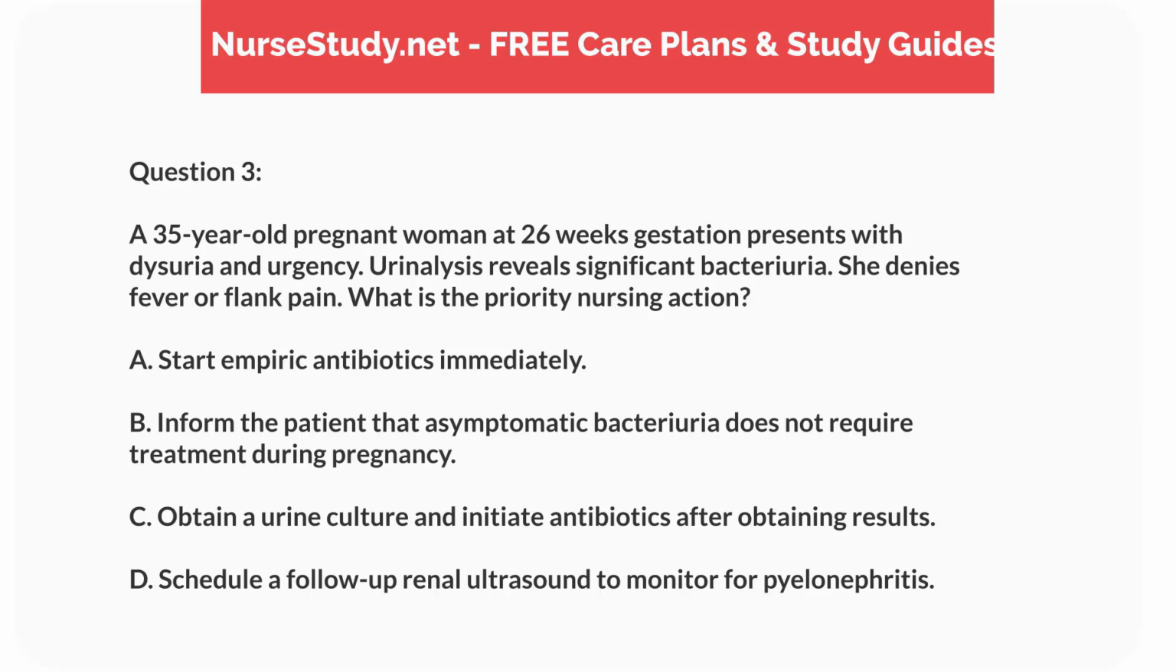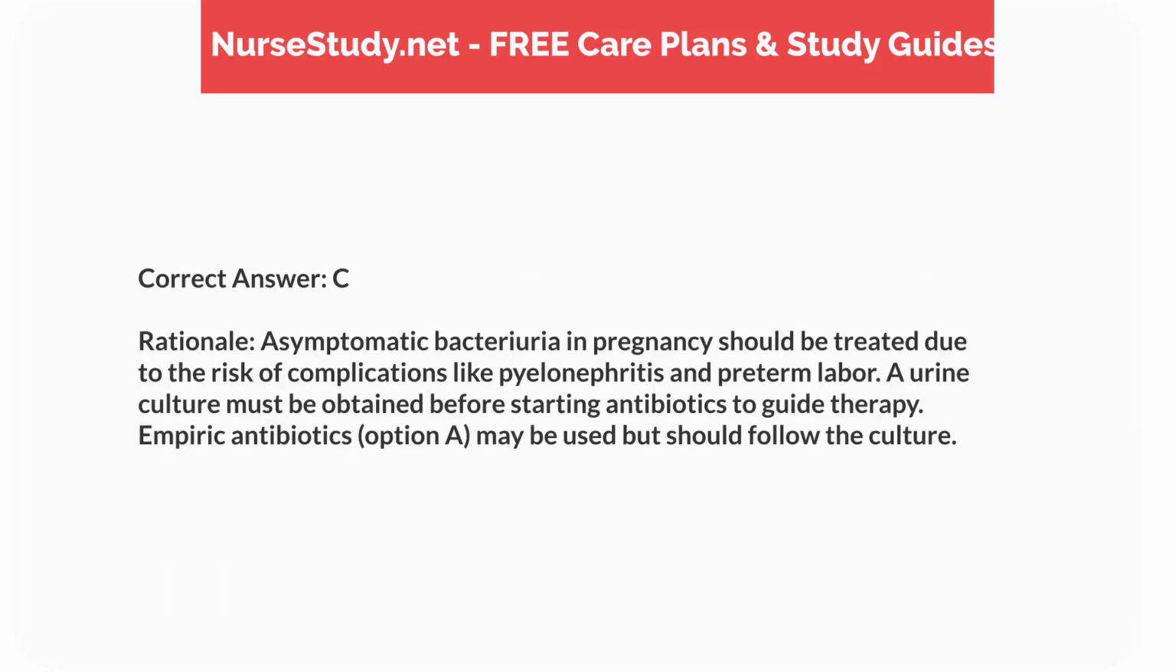Obtain a urine culture and initiate antibiotics after obtaining results. D. Schedule a follow-up renal ultrasound to monitor for pyelonephritis. Correct answer, C. Rationale: asymptomatic bacteriuria in pregnancy should be treated due to the risk of complications like pyelonephritis and preterm labor. A urine culture must be obtained before starting antibiotics to guide therapy. Empiric antibiotics, option A, may be used but should follow the culture.